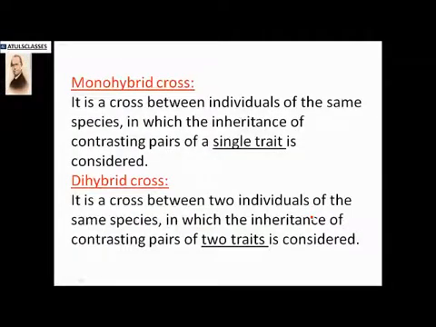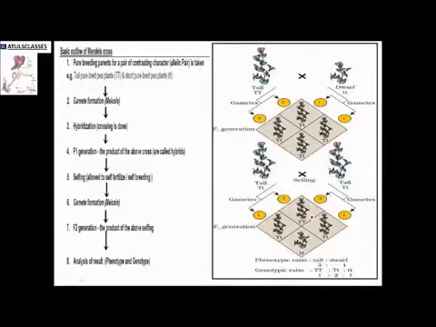So on the basis of this, he started the monohybrid cross. It is a cross between individuals of the same species in which the inheritance of a contrasting pair of a single trait is considered. So we'll go through only a single trait first, and then we'll see the dihybrid cross. So this way the monohybrid cross was done.